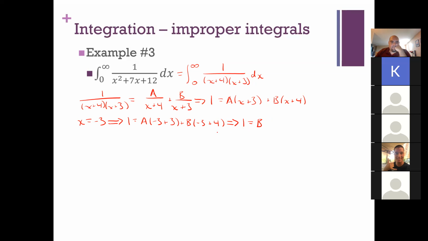And then you're going to do the same thing with -4. Yep. So, and why am I picking the values of -3 and -4? Those are the zeros. Yep. Basically, if I can wipe out one of these, it makes it really easy to solve for the other. So I just do that a couple of times.